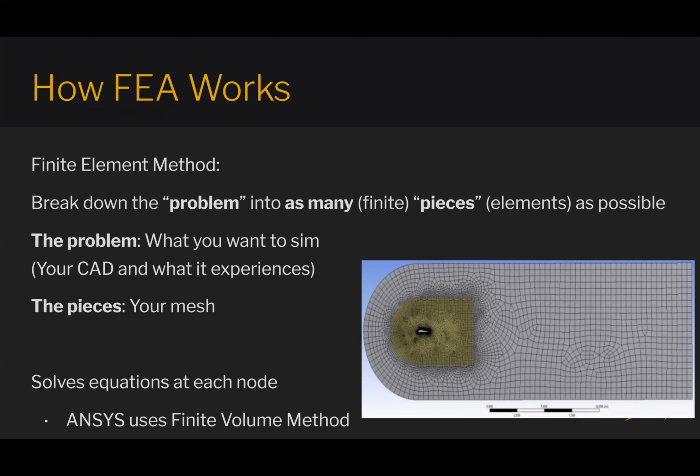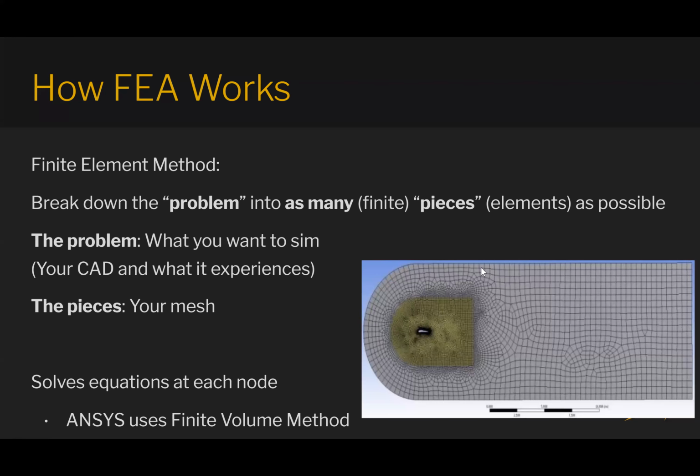We'll start off with an overview of FEA. If you're here for my first FEA workshop, I kind of go over what everything is, but I'm assuming that maybe you guys don't quite remember it. It's good to drill this in. Basically, the finite element method is a method to discretize some sort of region to solve some sort of physical problem or phenomenon. So you break down the problem into finite pieces, which are the elements. You can see here is a bunch of squares. Each point between the squares is a node, and you can solve an equation there. So the problem is what you want to sim, and the pieces are your mesh. This is what's called a mesh.